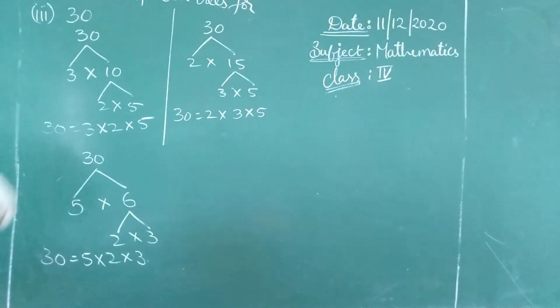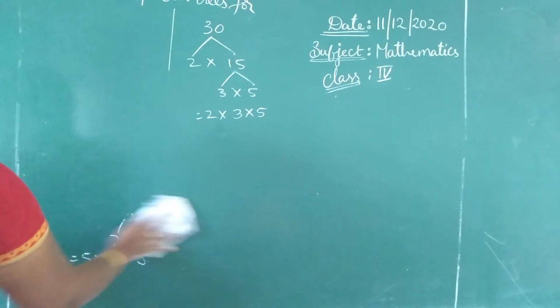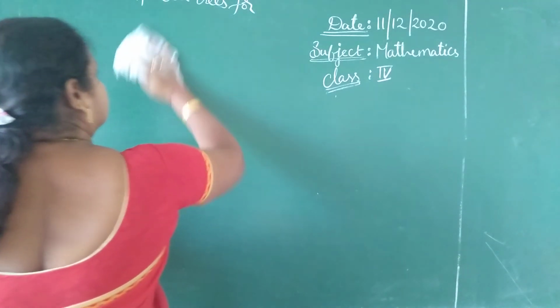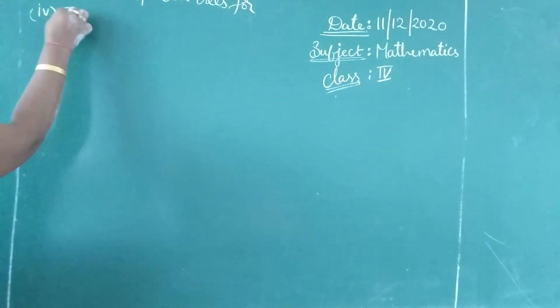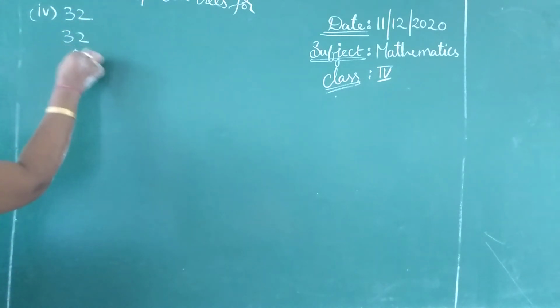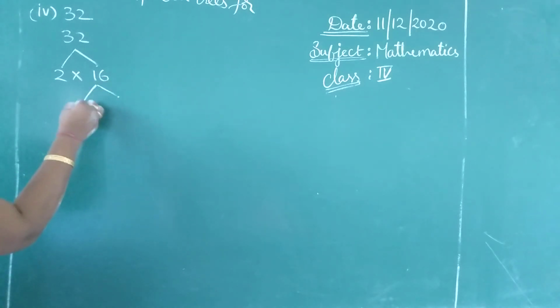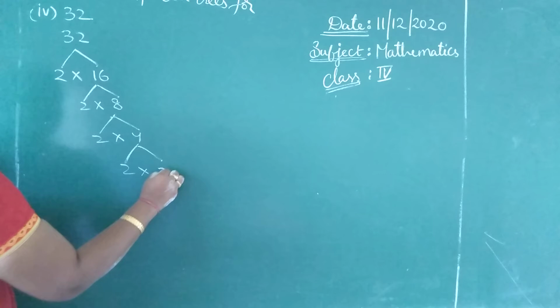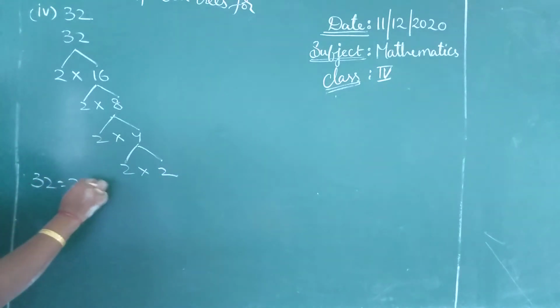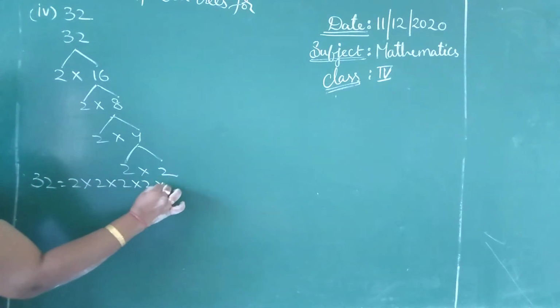See the next one, fourth one. Write the factor tree of 32. 32 can be written as 2 into 16. 16 can be written as 2 into 8. 8 can be written as 2 into 4. 4 can be written as 2 into 2. So 32 can be written as 2 into 2 into 2 into 2 into 2.